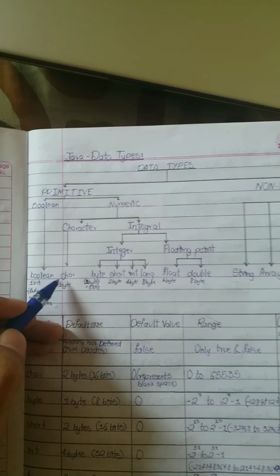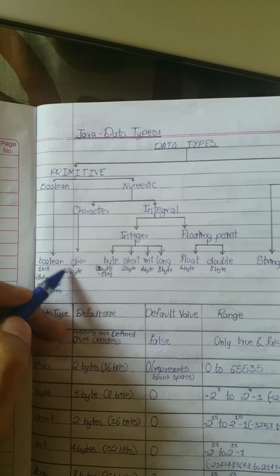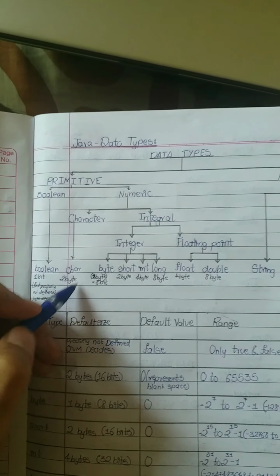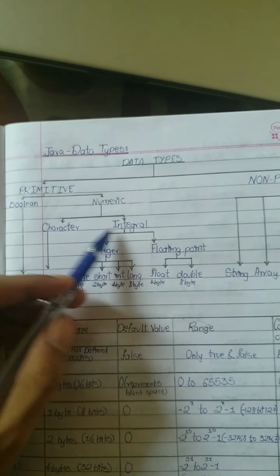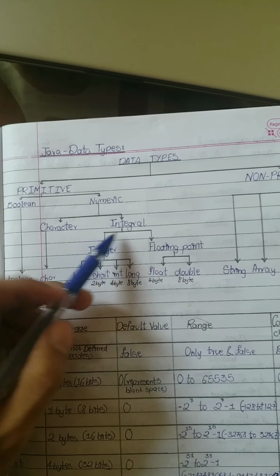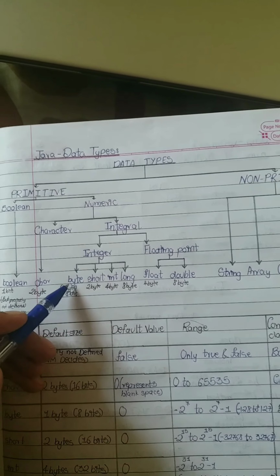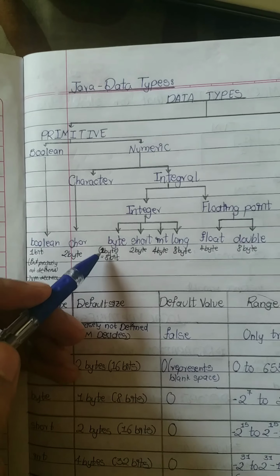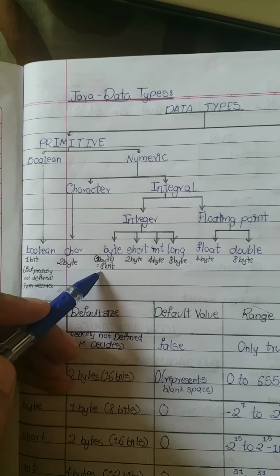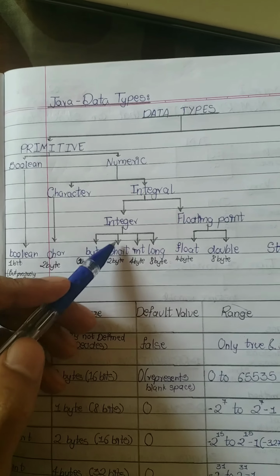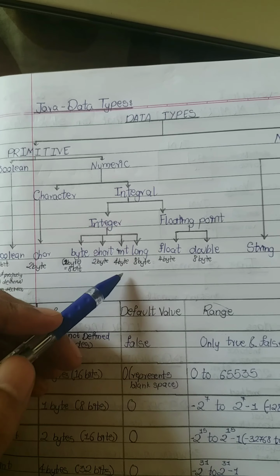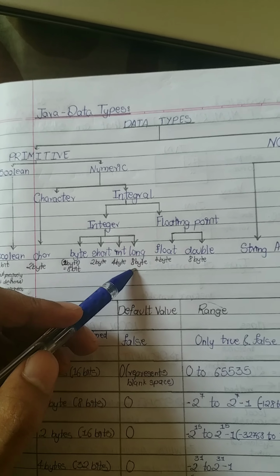Character means the char data type. Its size is of 2 bytes. Integral उसके अंदर further classification है integer का और floating point का. Integer में क्या है? Byte, which is of one byte, that is 1 byte is equal to 8 bits. Short का size है 2 byte, int का है 4 byte, long का है 8 bytes.